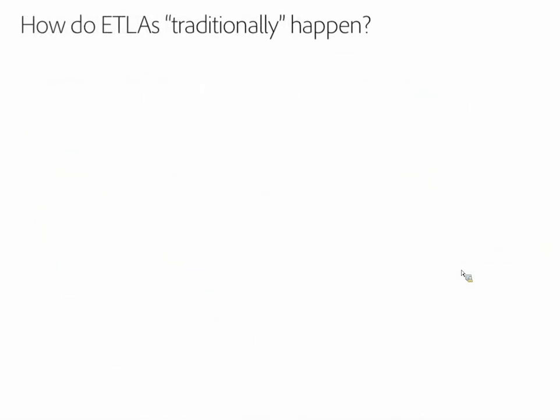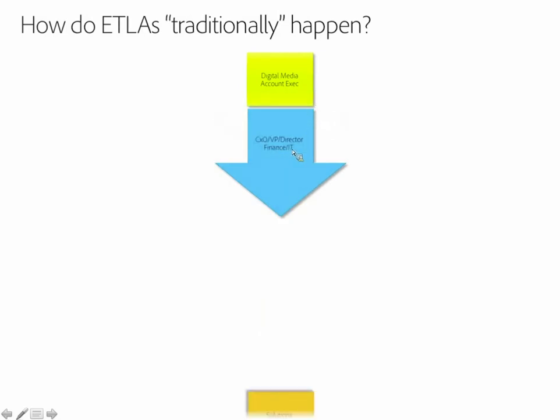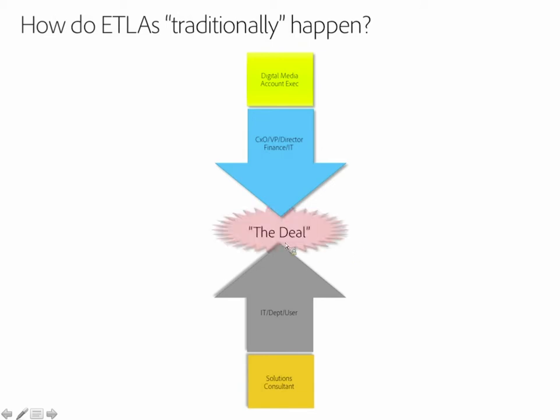So just to break down quickly, how does an ETLA traditionally happen? And that's in quotation marks because really we've only been doing ETLAs for a year now. But how do enterprise deals typically tend to happen? You've got the account exec up at the top who's talking to the C-level or the VP or director level, and you've got the solutions consultant who is kind of driving from the bottom up. So you've got this top-down and bottom-up approach, solutions consultant talking to IT, to departments and users, and both of them are kind of addressing line of business type of users. And the deal is somewhere in between there. At least that's how it's supposed to be.